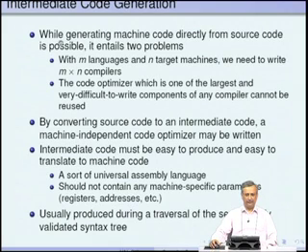Whereas, if we convert source code to an intermediate code, a machine independent code optimizer may be written. So, what is this intermediate code? The intermediate code is some sort of a universal assembly language. Of course, it should be easy to produce, it cannot be as difficult as machine code to produce, and it must be easy to translate from any intermediate code to machine code as well. And another important characteristic is that it should not contain any machine specific parameters such as registers, addresses, etc.